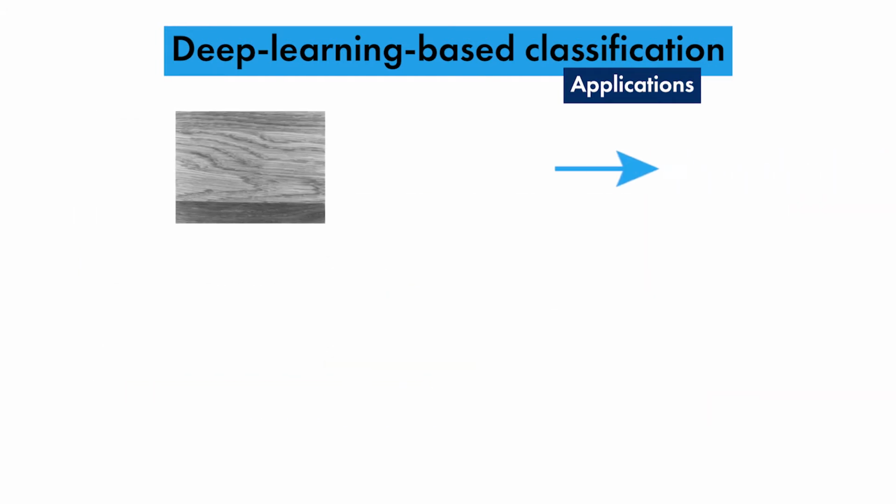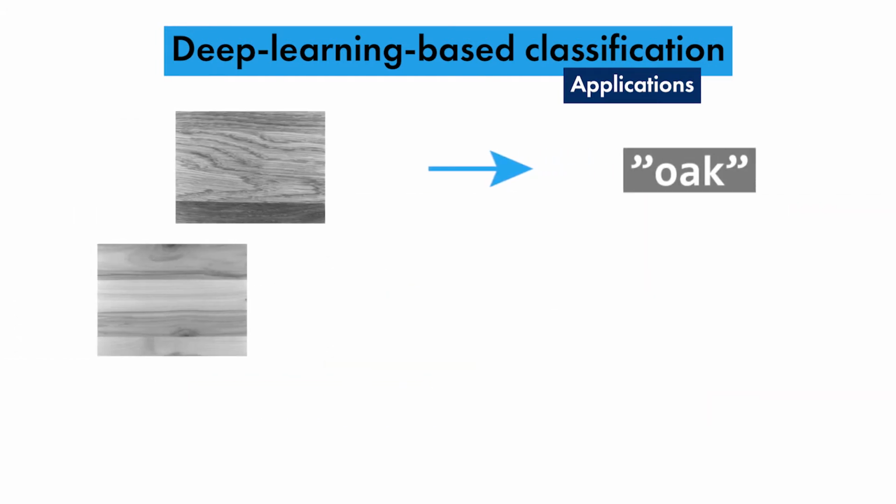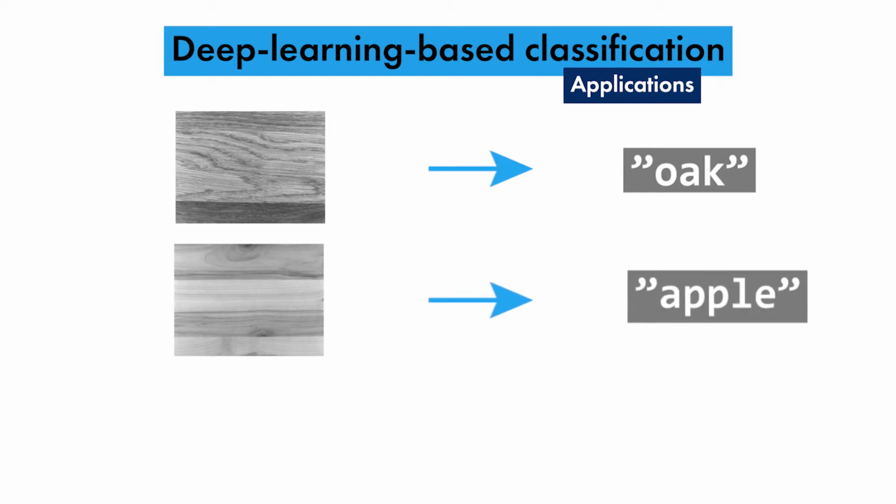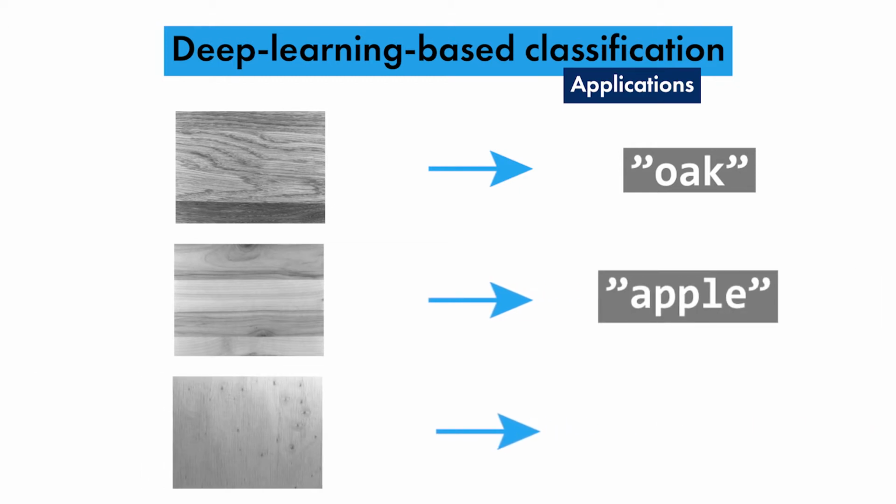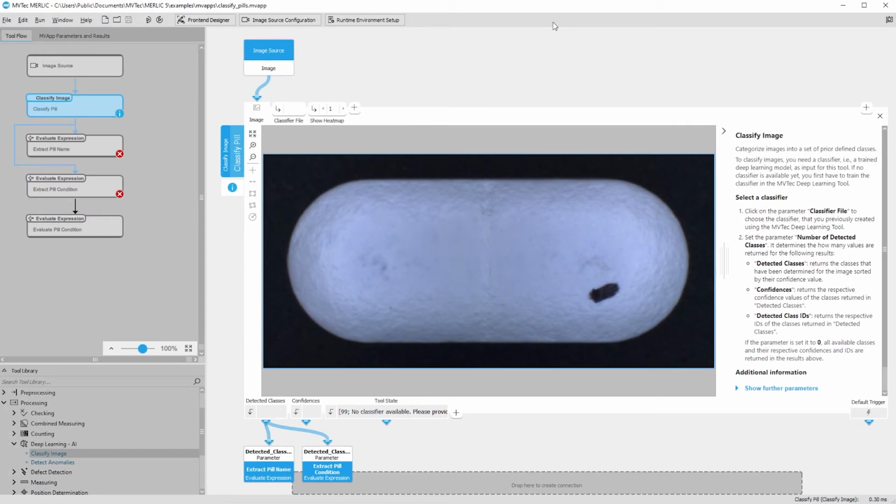Deep learning-based classification is especially useful when traditional machine learning reaches its limits, for example, with natural objects containing a lot of variation and complex features. The Classify Image tool performs a classification inference, meaning that we input an image and a trained model and get a class and corresponding confidence in return.